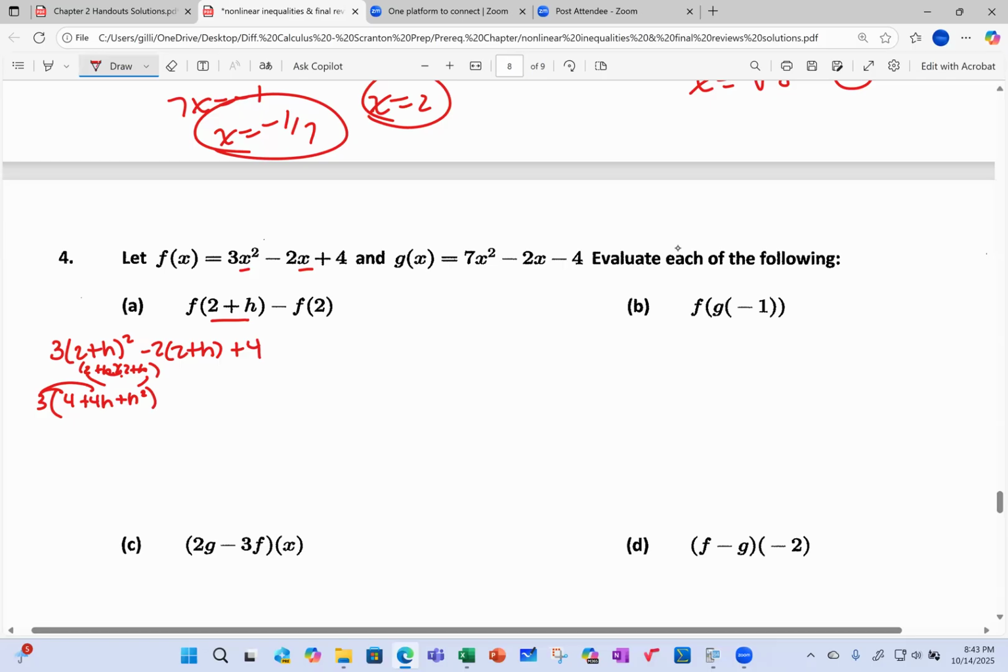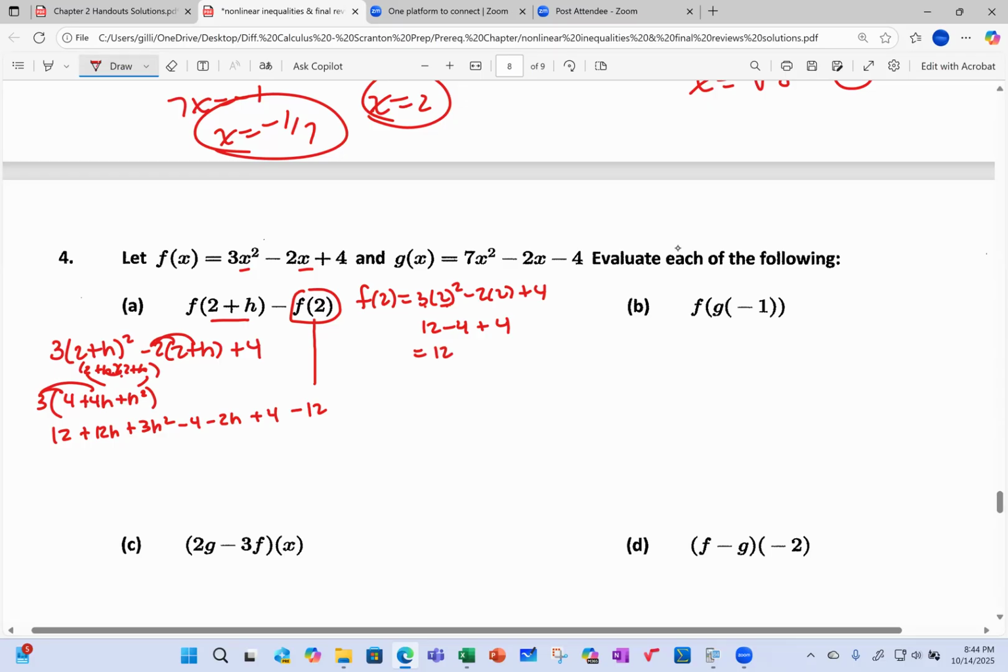So I'm going to distribute that 3 through there and get 12 plus 12h plus 3h squared minus 4 minus 2h plus 4. And then now I need this f at 2. I'm just going to replace x with 2. 2 squared is 4 times 3 is 12 minus 4 plus 4. And well, 12 minus 4 is 8 plus 4 is 12. So this value is minus 12.